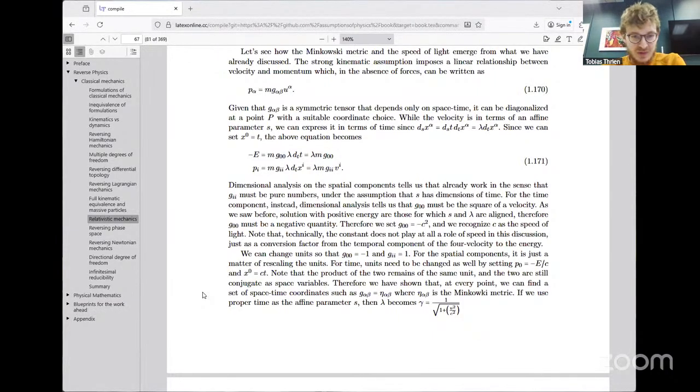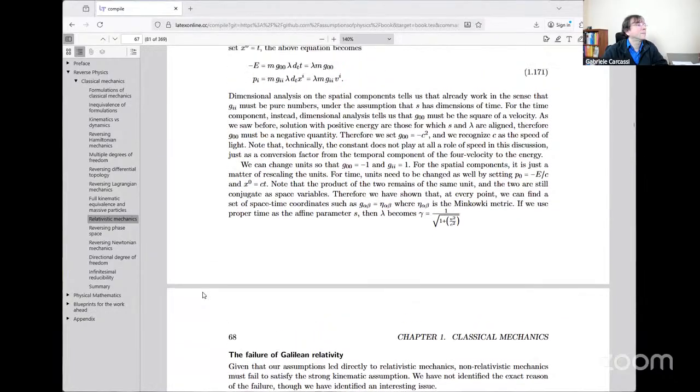If we use proper time as the affine parameter s, then λ becomes γ, which is 1 over the square root of 1 minus β squared. You recover the standard thing.